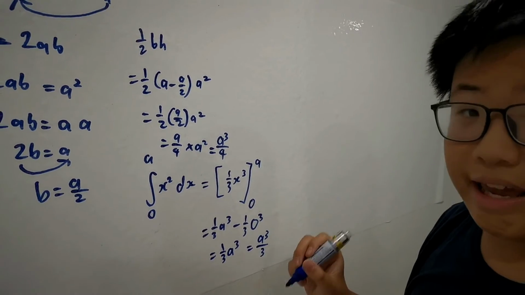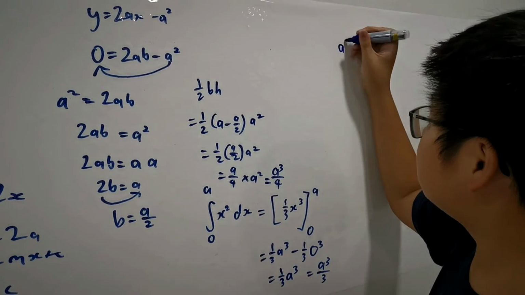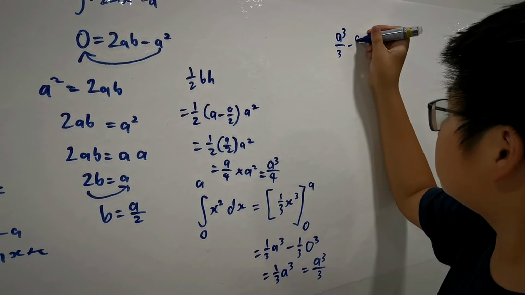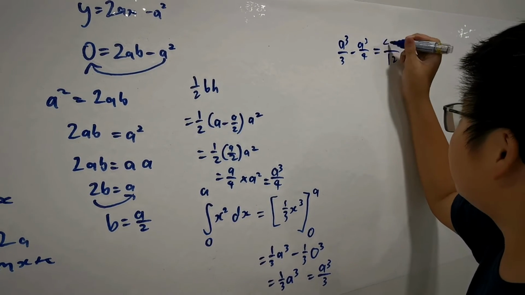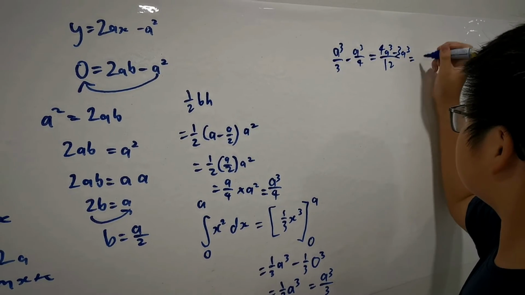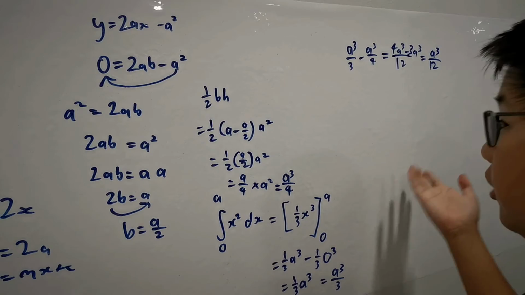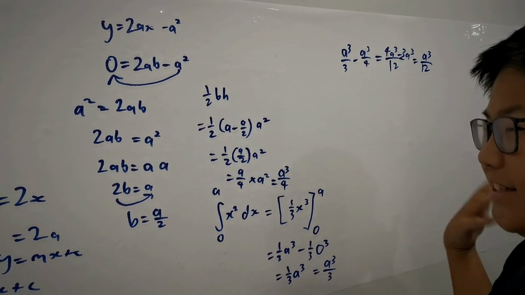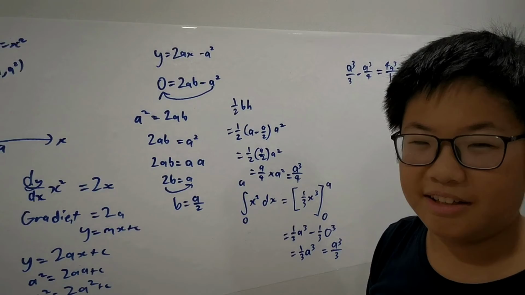Now subtracting the area under the parabola from the area of the triangle, we get, putting them under a common denominator, got it, a cubed over 12. This is the answer.